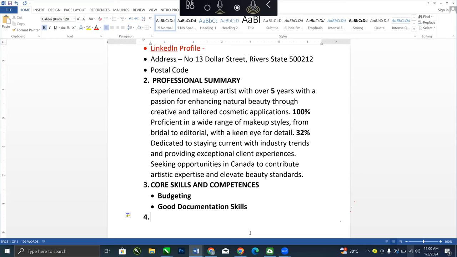This one, there's nothing to paraphrase. Documentation. Yes. Documentation skill is documentation skills. Nothing to paraphrase. Copy it like that and paste it. End of story. All right.